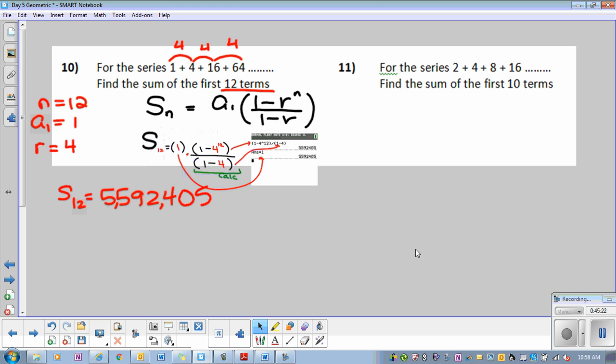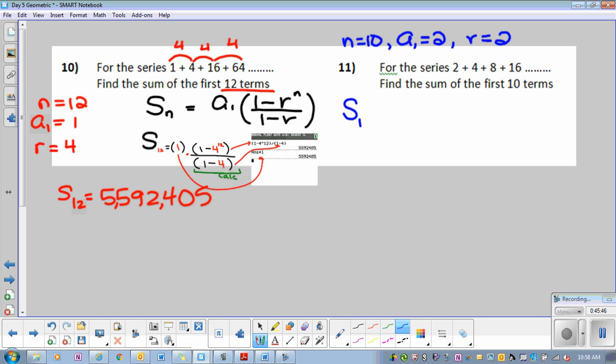Alright, so let's try the next one. For the series 2, 4, 8, 16. Find the sum of the first 10 terms. Alright guys, they tell me n equals 10. What else do I know? What's a sub 1? 2. And what is r? 2. Good. Thank you. So let's plug this in.